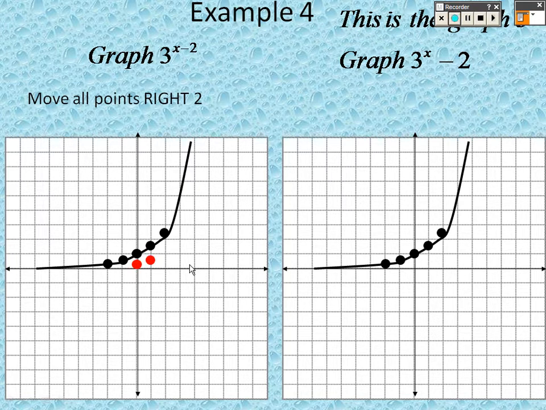So all the points are getting moved over 2, and there they are. But because the minus 2 is on the outside and not by the x, that's telling me whether I move it up or down. And because it's negative 2, I move it down. So every single point gets moved down 2, is what we're saying. So we moved all those points down 2.